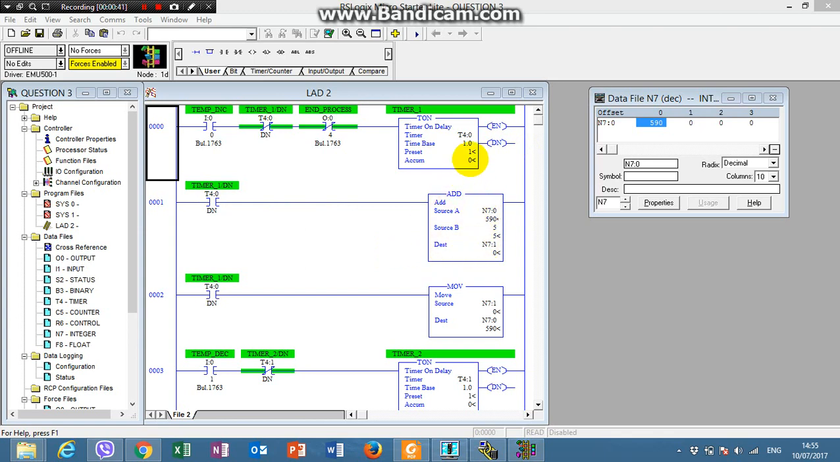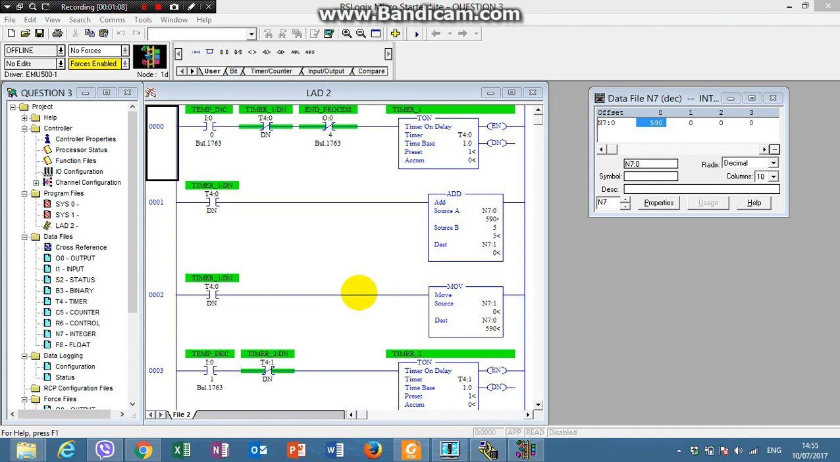So now whenever this is 1 second, the value in N70 is added with 5 and is stored in N71. The initial temperature is 590 as seen here. I have put this in register N70. So this value gets added with 5 and stored in N71.